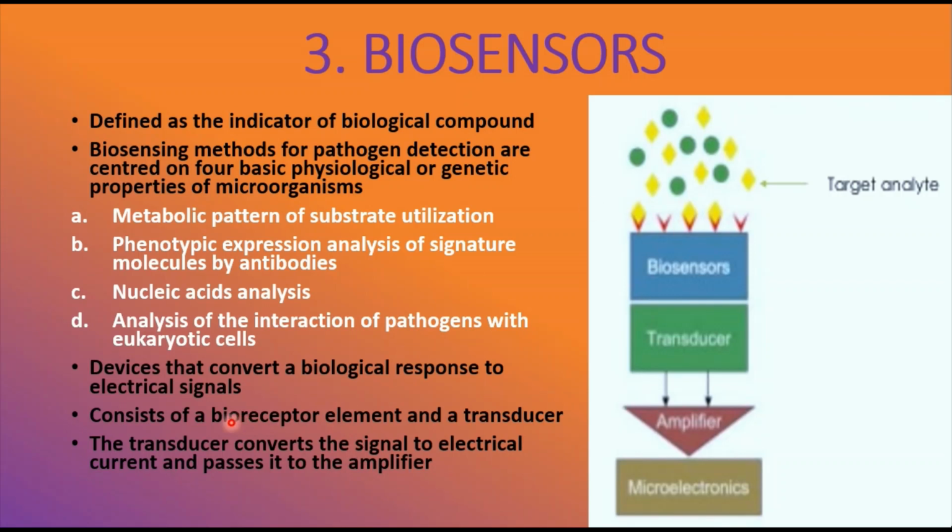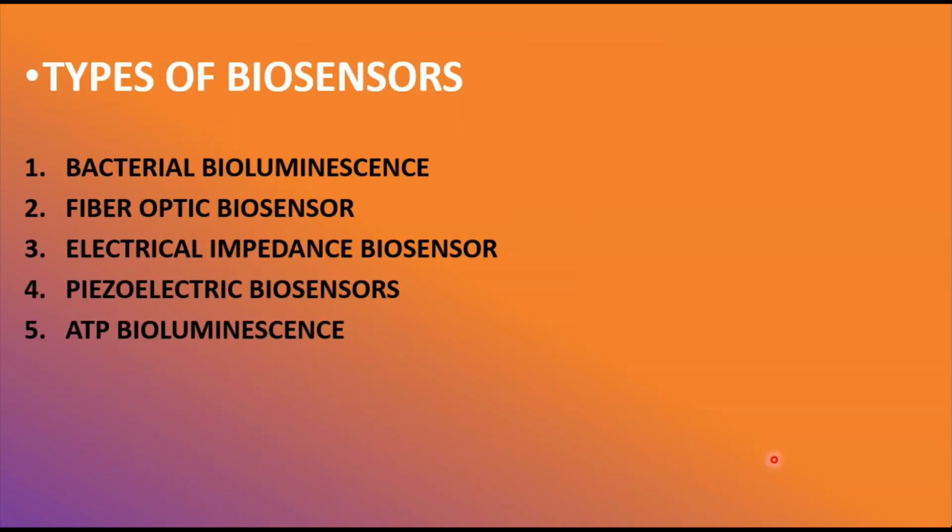So here these biosensor devices are going to convert a biological response into an electrical signal. And this consists of a bioreceptor element as well as a transducer. And this transducer is going to convert the signal into electrical current and pass it to the amplifier, where you are going to see the light or whatever the signals. So we have different types of biosensors like bacterial bioluminescence, then fiber optic biosensor, then electrical impedance biosensor, then piezoelectric biosensor, and ATP bioluminescence.